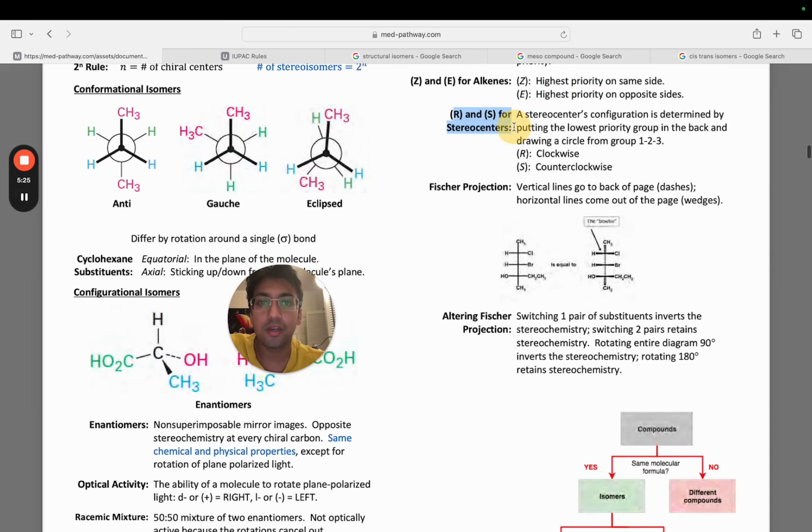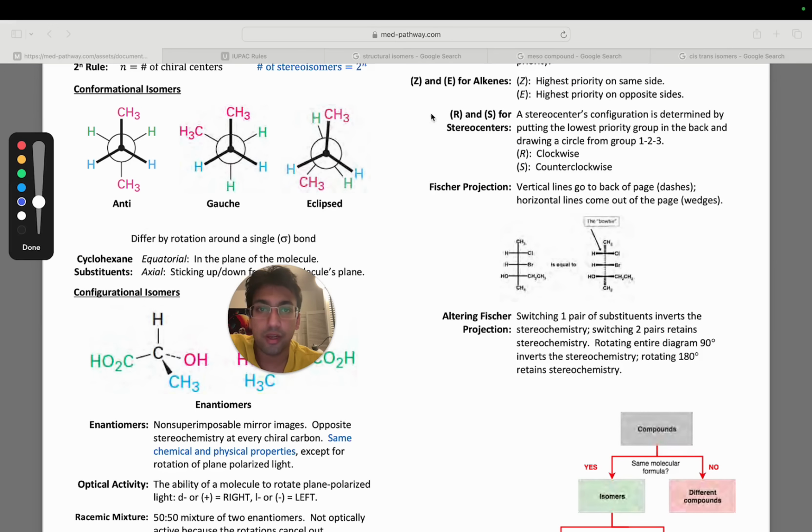Now R and S is for stereocenters, and remember what I was telling you is important for organic chemistry. It will probably show up on your exam as well. I think it would be helpful to go through an example of this, but basically what you're going to be doing is looking at a stereocenter and configuring it so that the lowest priority group is in the back.